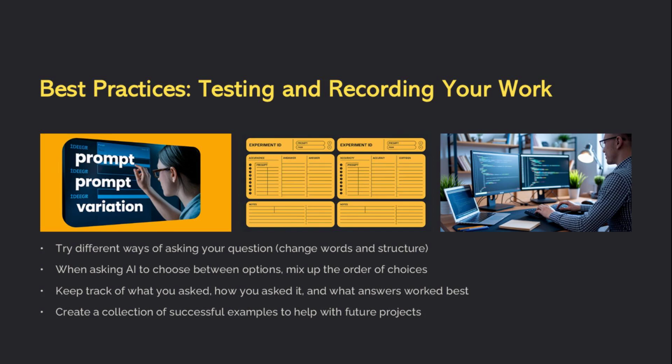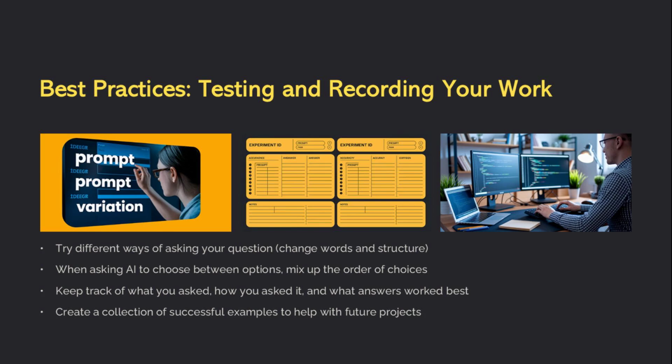Two key practices for getting better results from AI are testing different approaches and keeping good records. When testing, change one thing at a time, like how formal your language is, which words you use, or how you give instructions. For multiple choice questions, try changing the order of the options to make sure the AI isn't just picking the first or last choice. Try asking the same question in different ways and notice which version gets you the best answer.